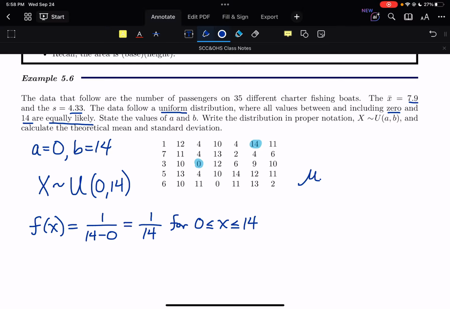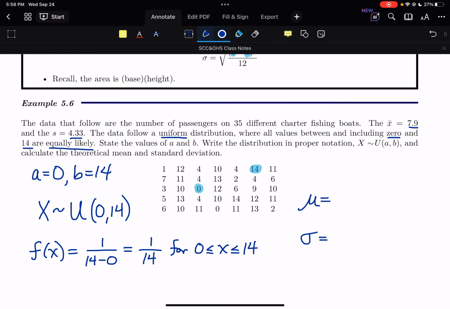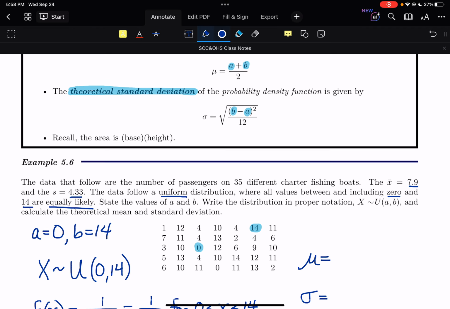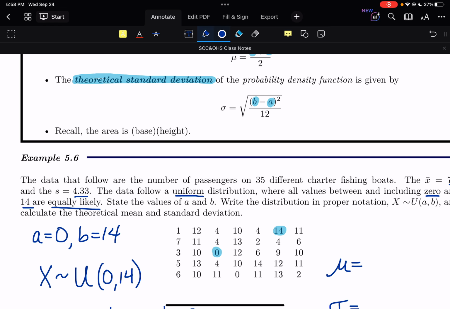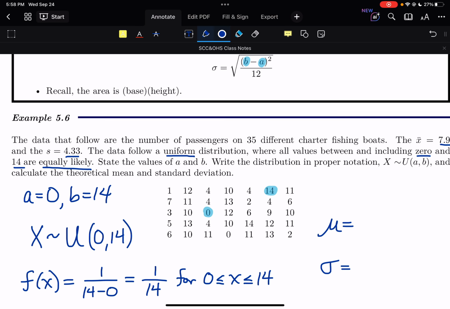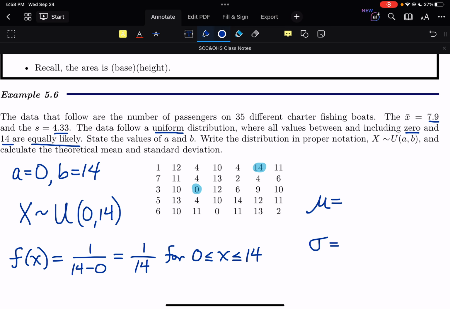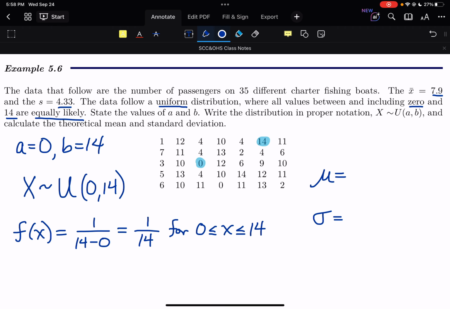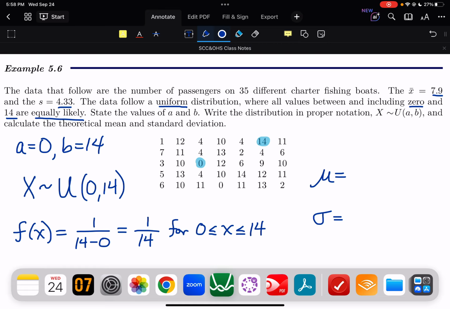Now for the mean and standard deviation, we could use these formulas. The mean works really quickly because you're just taking a plus b over 2. Standard deviation would need to work with a little bit of a calculator, but we can also set this up using technology. So I want to show you all how we can do that.